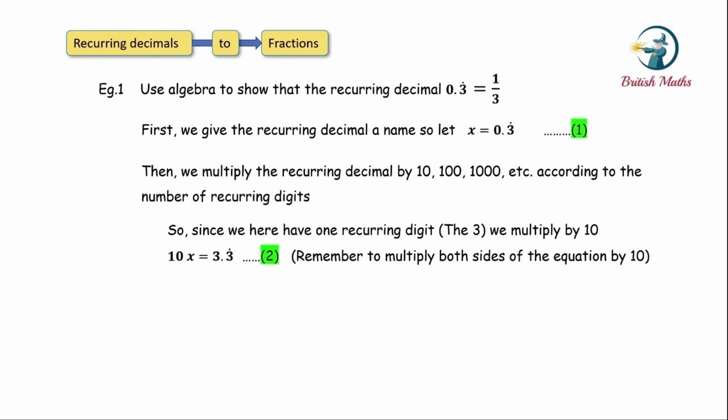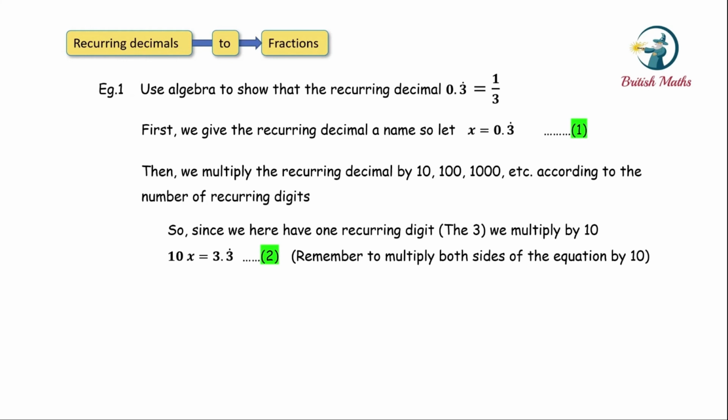If you are wondering where this 3.3 came from, let's have a look. Remember that this was originally 0.3333. So when we multiply this by 10, it becomes 3.33 or 3.3 recurring. So what's written in the equation is correct. But you have to be fast and know how to do it without showing this extra step. Now we have 10x equals 3.3 recurring.